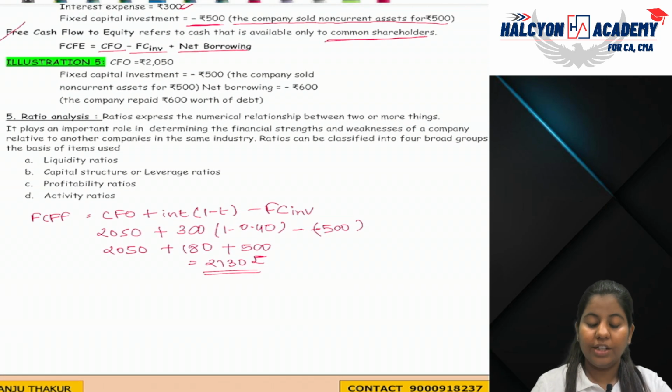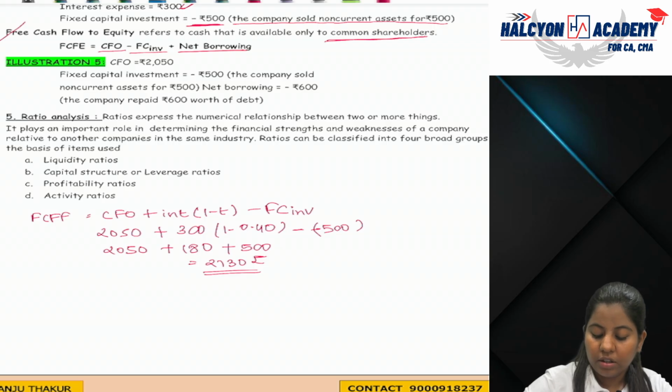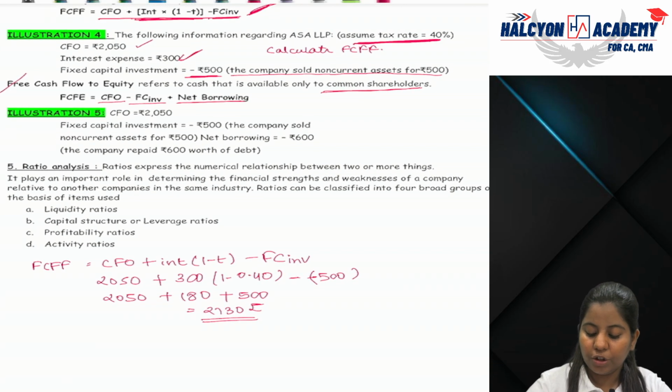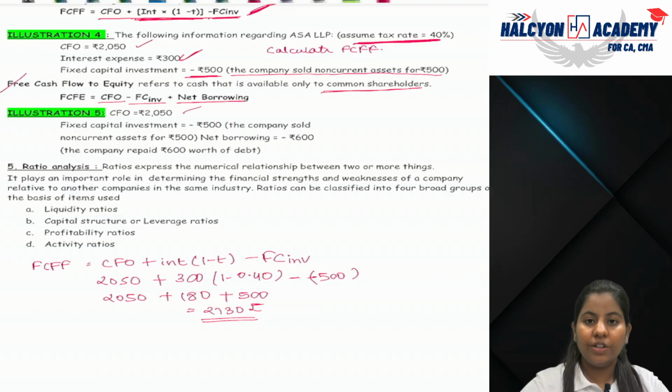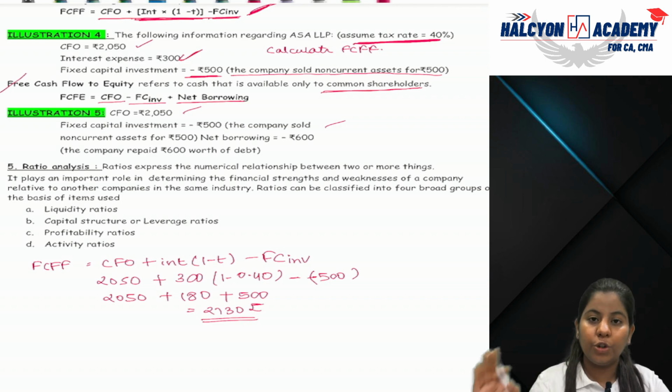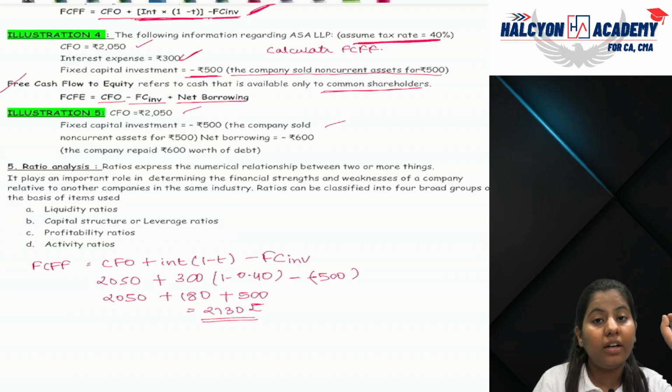So let's come to illustration number 5. In illustration 5, what is given? Almost the figures are the same as the previous question. CFO again 2050. Fixed capital investment is minus 500. That means the company sold its investments, its non-current assets, so it will be minus 500. And net borrowing is minus 600 rupees. That means instead of borrowing, we have repaid the debt.